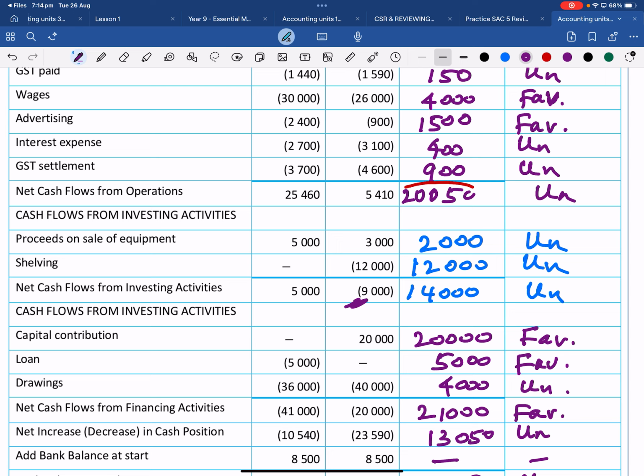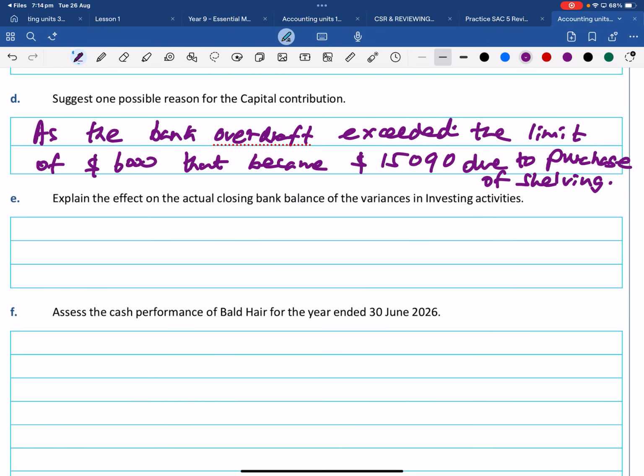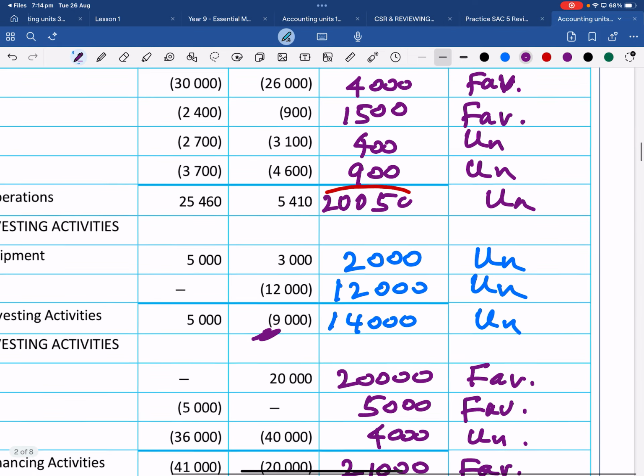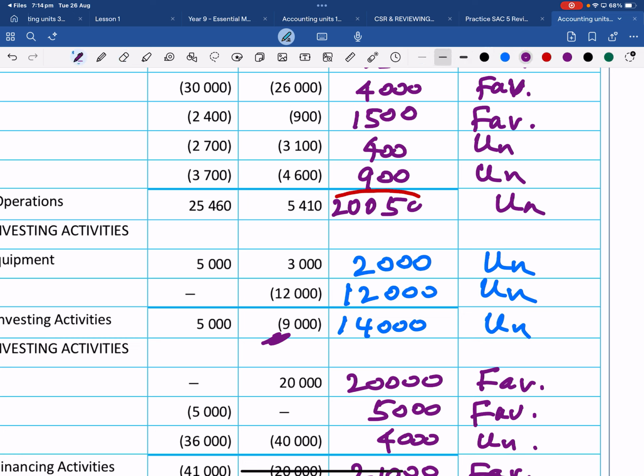Yeah, you are correct, Aston. What has happened, guys? It is 14,000. What is the impact of the investing activities on the actual bank balance? That's what they're asking. 14,000 drop. Why? Because we lost 2,000 in our sale and also we had to purchase a new one. So altogether, the impact on the actual closing bank balance because of investing is that we have lost 14,000.